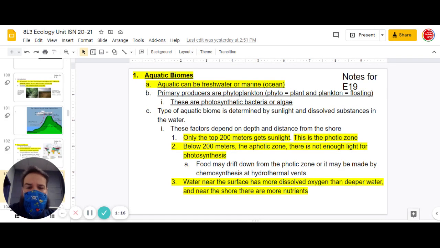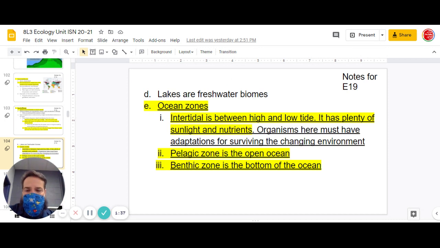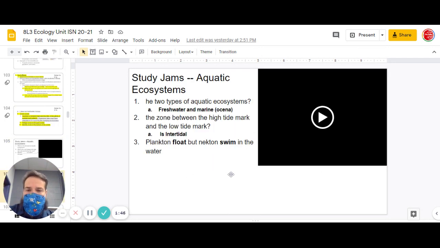With aquatic biomes, we talked about the photic zone and the aphotic zone. The top part of the ocean has sunlight, the first 200 or so meters, and below 200 meters is the aphotic zone. There's no light there at all. And we talked about the intertidal zone, pelagic zone, and benthic zone. Intertidal is between the high tide and low tide. Benthic zone is the bottom of the ocean.